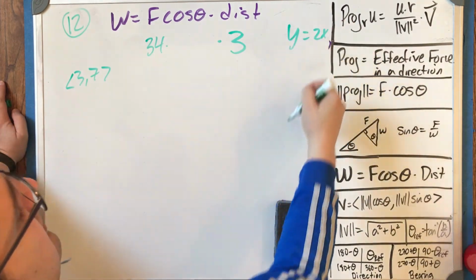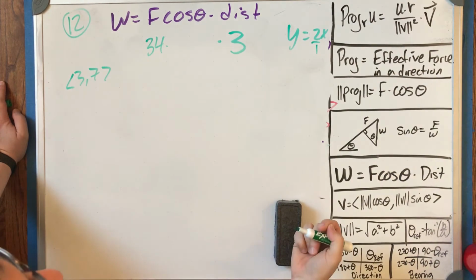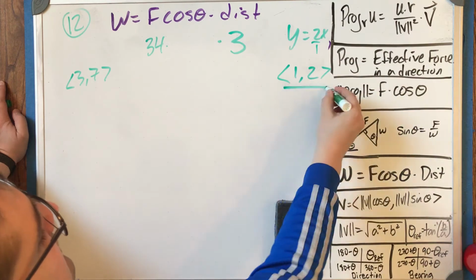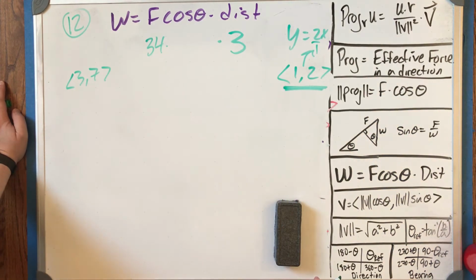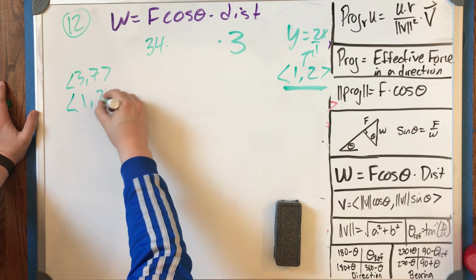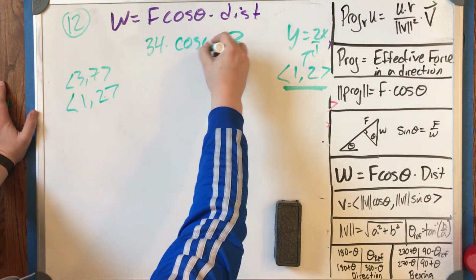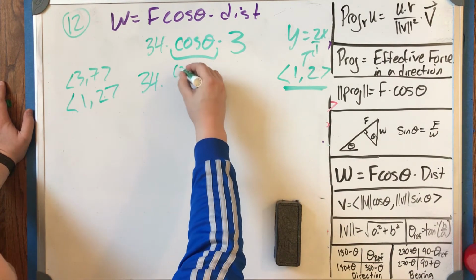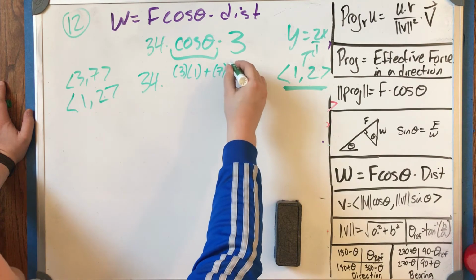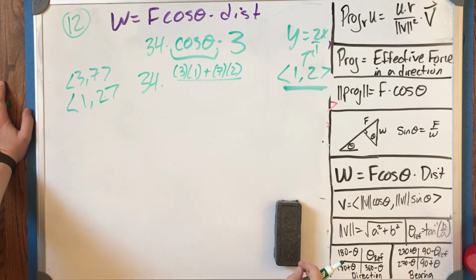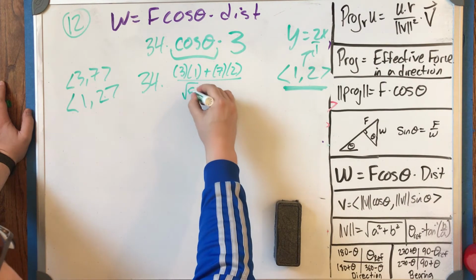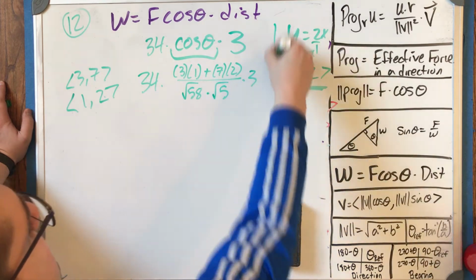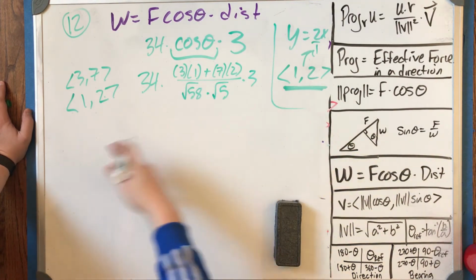So what I'm going to do is turn that slope into a fraction and then write it as a vector. So the x value is 1, the y value is 2. So this vector captures a slope of 2x. So I'm going to use that vector to help me find cosine theta by doing the angle in between formula. So I get 34 times the dot product, 3 times 1, plus 7 times 2, all over the length. So that's going to be square root of 58, and this is the square root of 5, and then times that 3 there. And I'll just type all of this into the calculator.